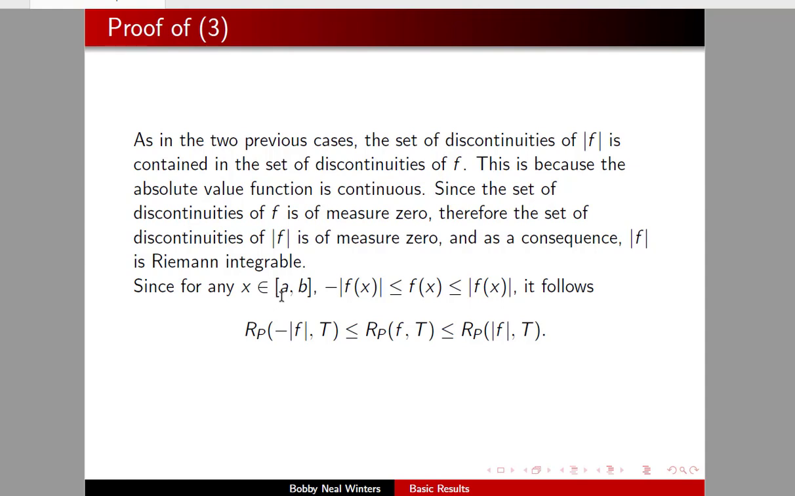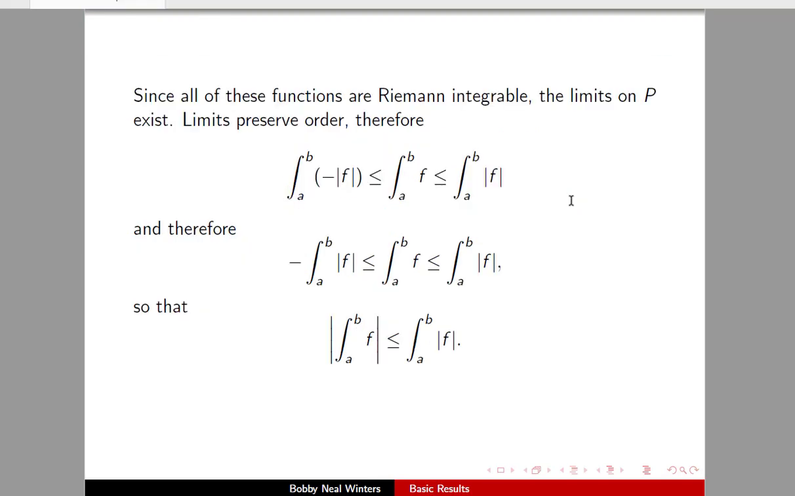Since for any x in the closed interval [a, b], f of x is between negative absolute value of f of x and positive absolute value of f of x, it follows that the Riemann sums fall in this order as well. Since all these functions are Riemann integrable, the limits on P exist. The limits will preserve the order. Therefore, we get that these integrals fall in this order.